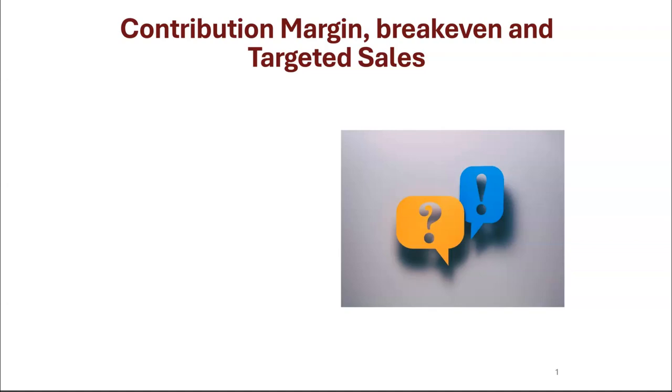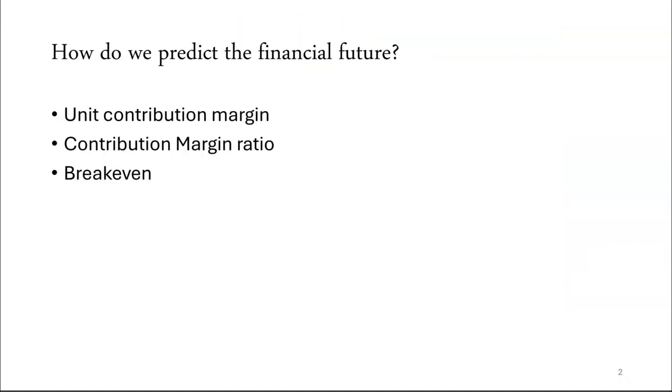Chapter 5, and we're going to now look at Part 2, and we're going to look at contribution margin, break-even, and targeted sales. Now, how do we predict financial future? Well, we came up with some of these methods, but remember, it assumes you can break down your cost between variable and fixed, because otherwise you can't use these analyses.